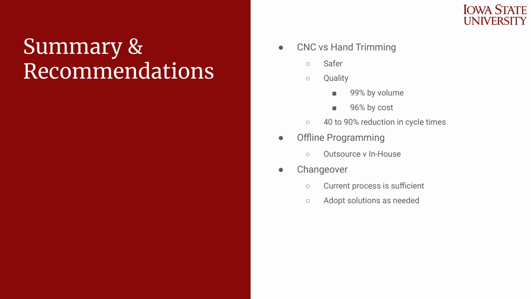So we started out by discussing CNC versus hand trimming, and we recommend a move to CNC trimming based on the economic opportunities previously discussed. Operators are at a lower risk for acute compounding injuries, and the economic and quality improvement is substantial, which is represented by a large decrease in scrap parts, along with a 40 to 90% decrease in cycle time. This is all facilitated by the inclusion of offline programming.